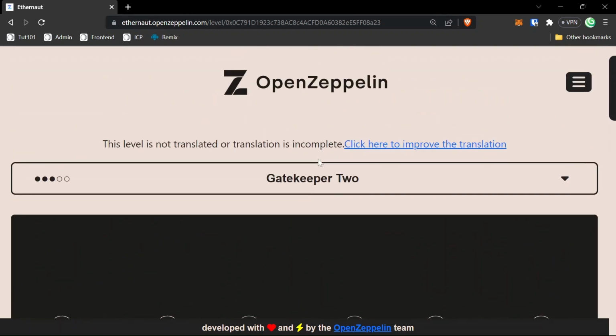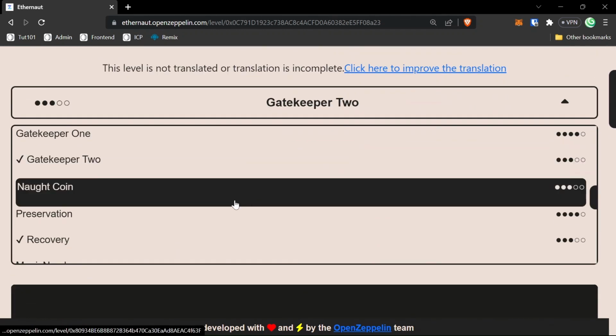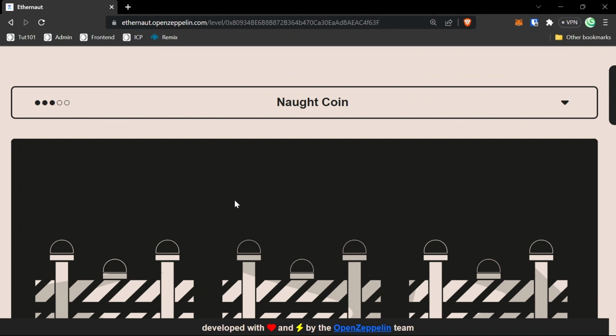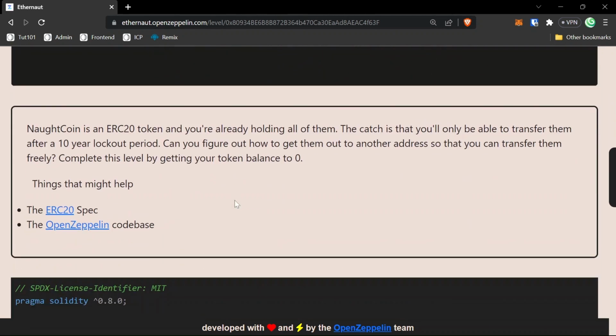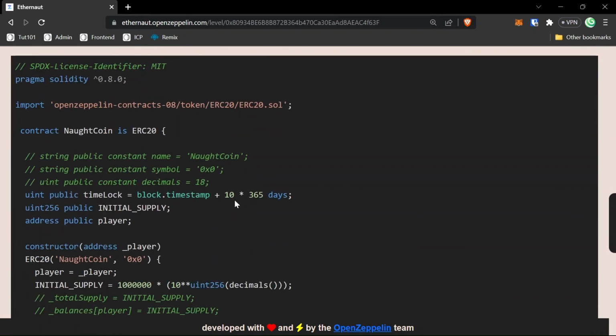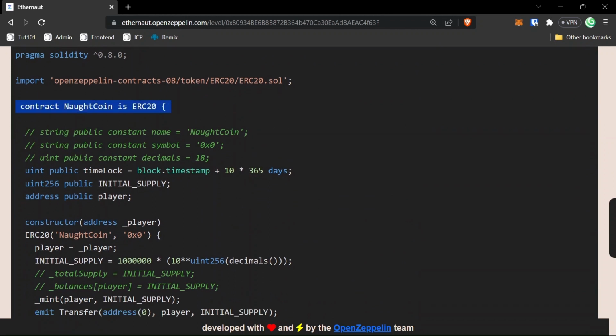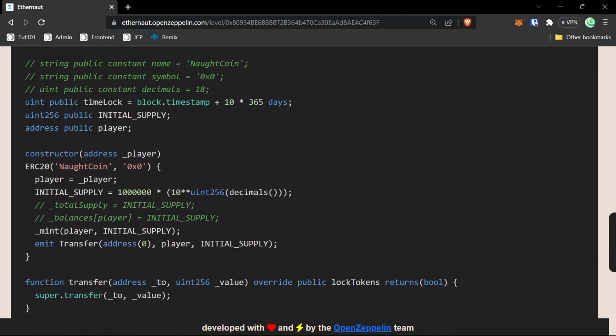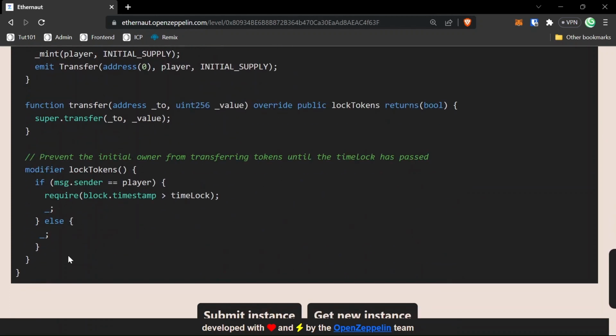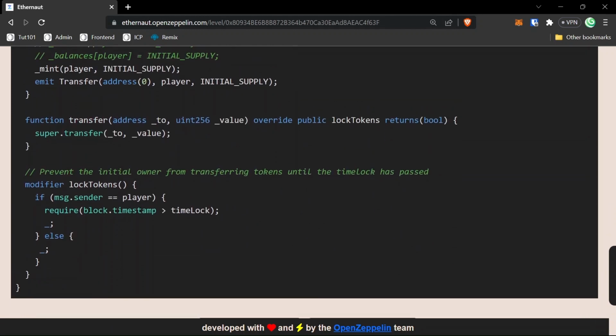Moving on to the next challenge, we have Notcoin. Notcoin was a very simple one for me because I already know the ERC20 standards. So the aim of this challenge is to give us an introduction to the ERC20 standard. When we go through this challenge, we learn how the ERC20 standard works.